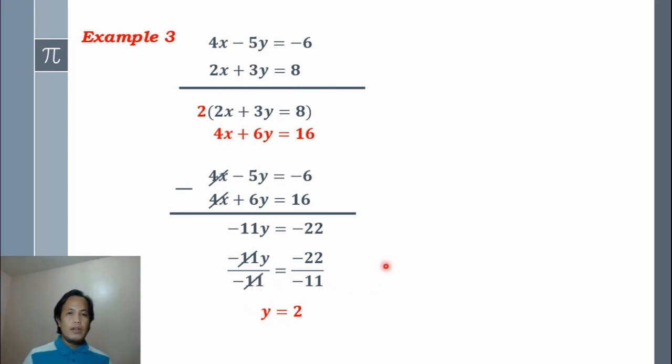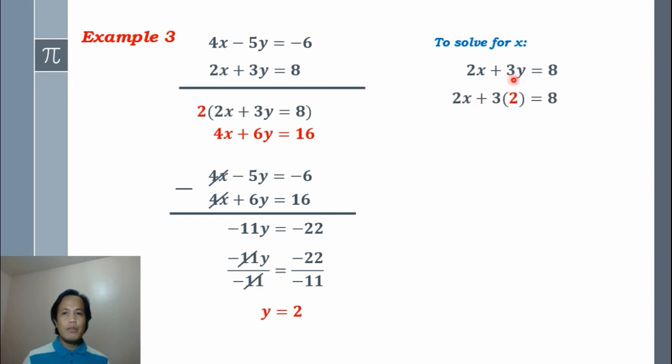Now to solve for x, we need to go back to the original equation. We can use either equation 1 or equation 2. For this example, we use equation 2, which is 2x plus 3y equals 8. We substitute the value of y, which is 2, into this equation. So we will have 2x plus, we copy 3, and instead of writing y, we change that with the value of y, which is 2. So we will have 3 times 2 equals 8. And then we simplify. So this will become 2x plus 3 times 2, which is 6, is equal to 8.